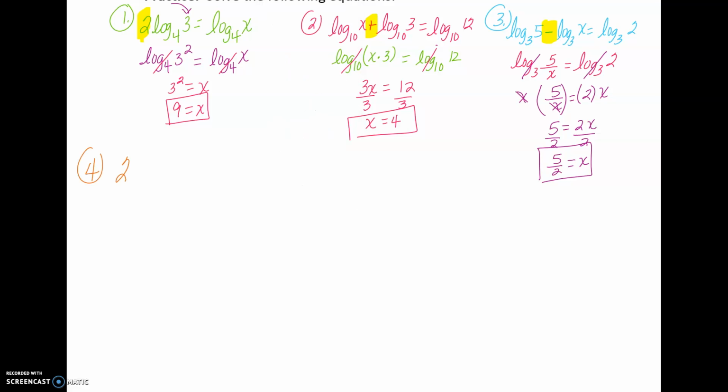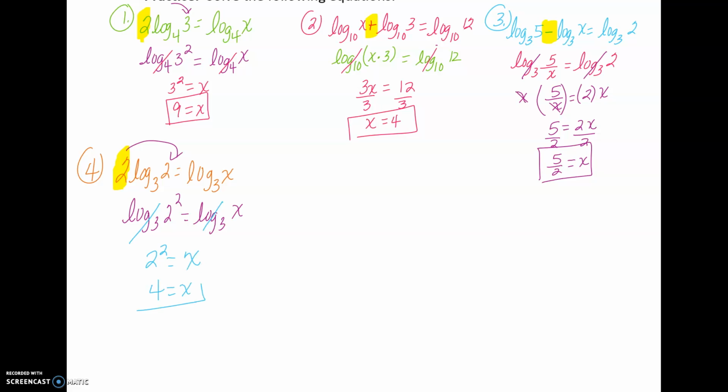Number 4, 2 times log base 3 of 2 equals log base 3 of x. So I look and in front of my log, I have a value or number that tells me it's the power property coming over here. I then notice that I have the same log with the same base. They're both log base 3. I'm going to cancel those out. I'm going to get 2 squared equals x, or 4 equals x.